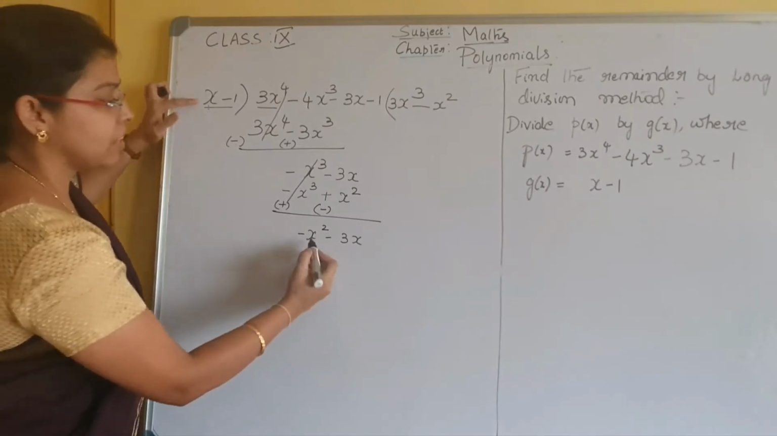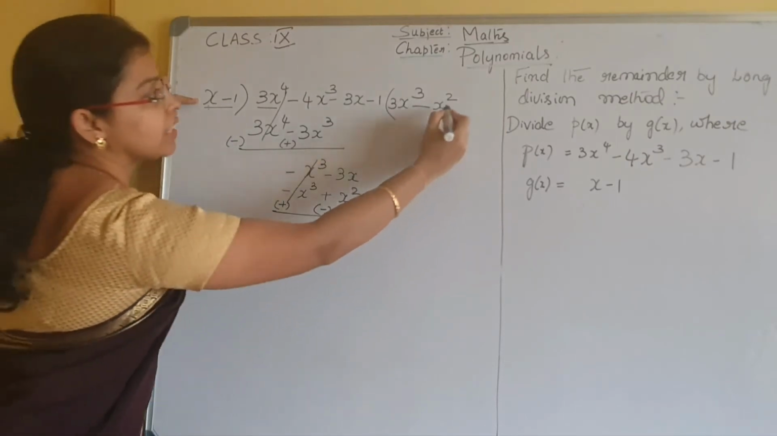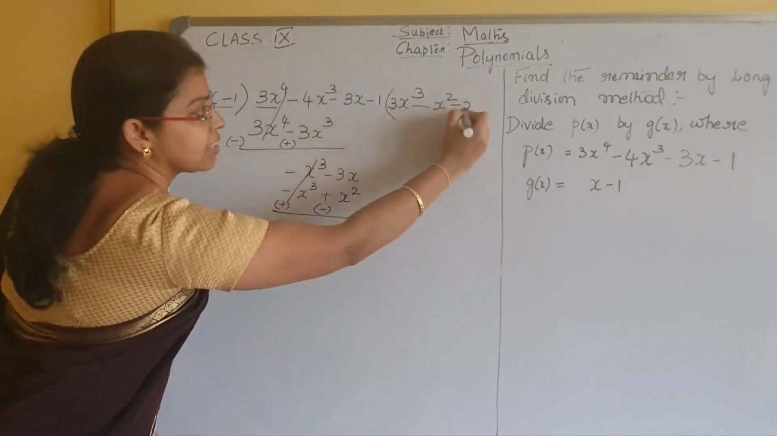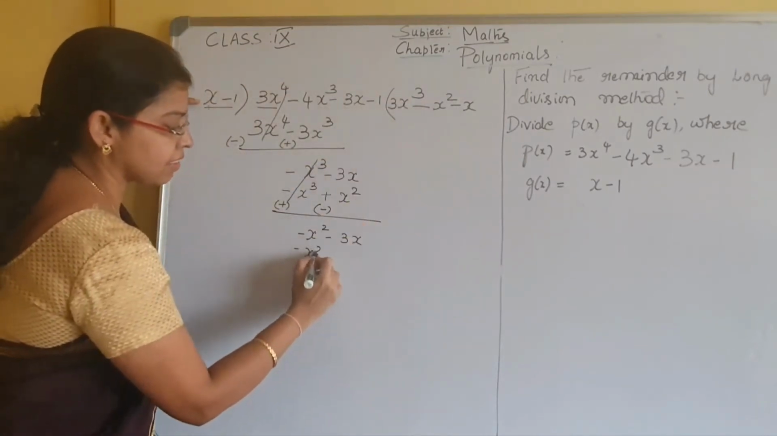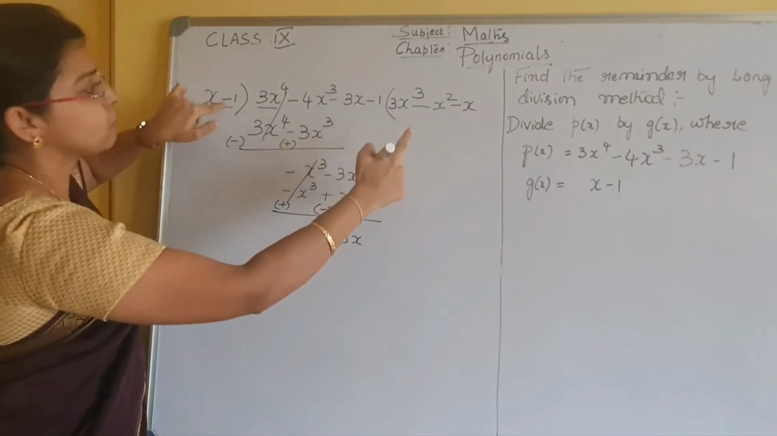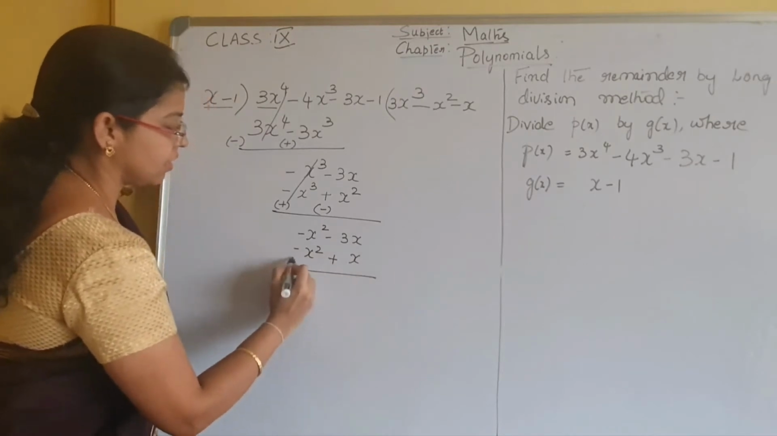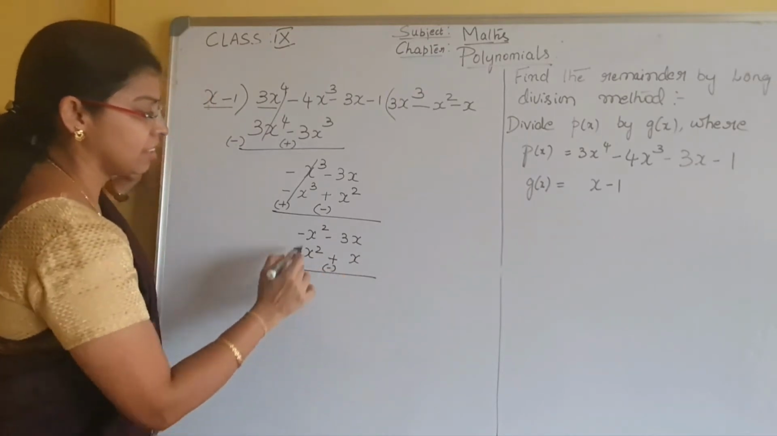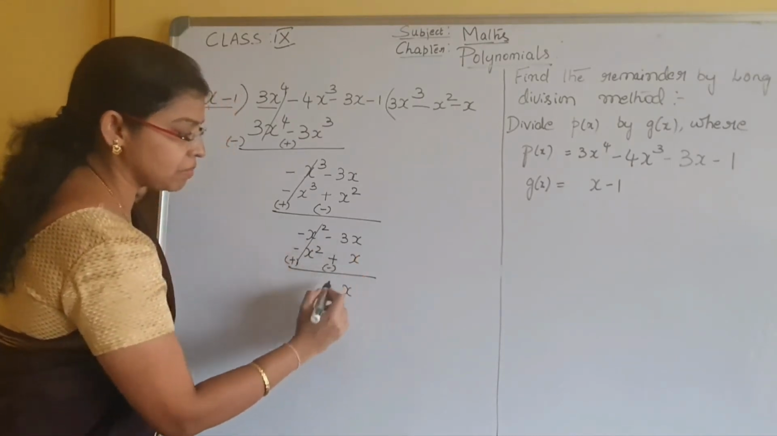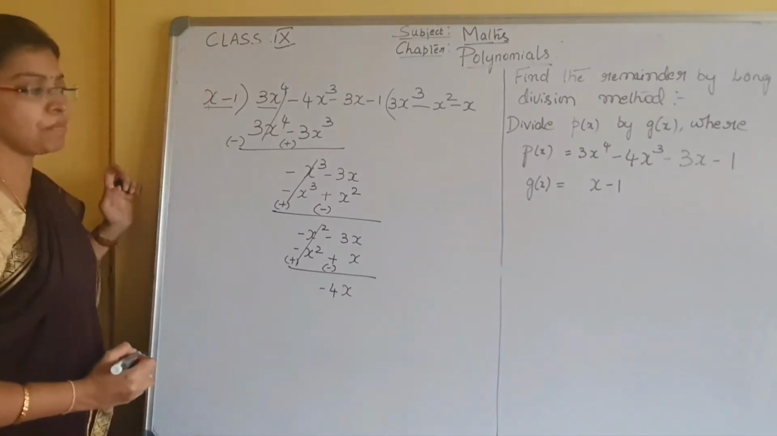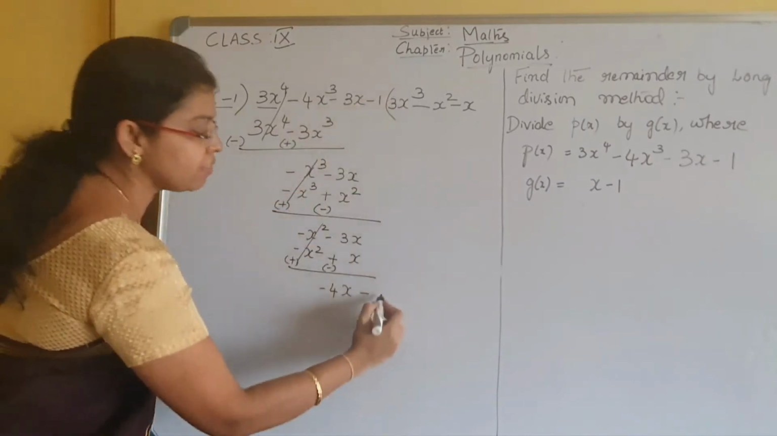Okay, and then the same process continues. With what will you multiply x to get minus x square? It is minus x. So minus x into minus x is minus x square. Minus 1 into minus x is plus x. Change the signs. This gets cancelled. Minus 3x and minus x, they are like terms, so it becomes minus 4x. Right? And then we have minus 1, the last term is left. Take that.